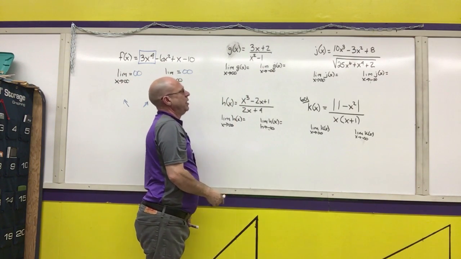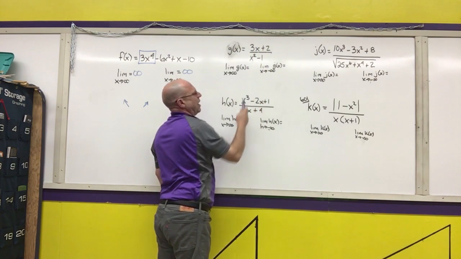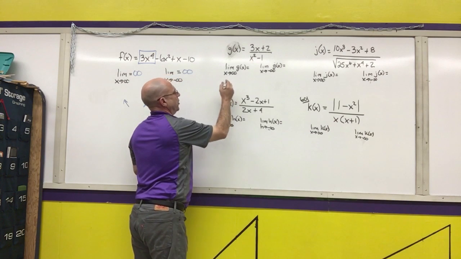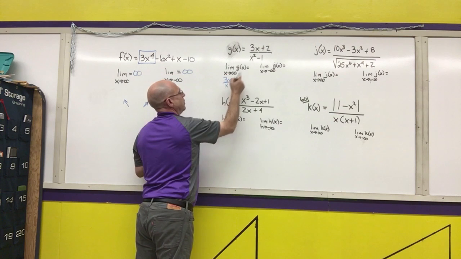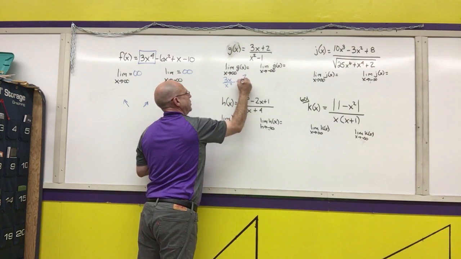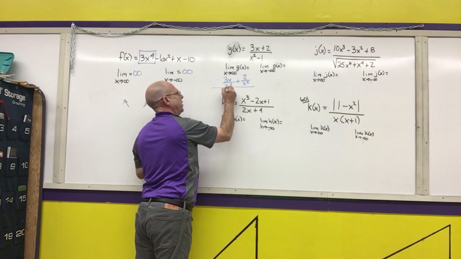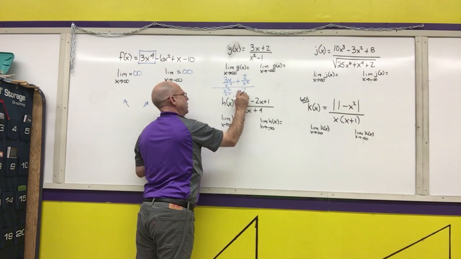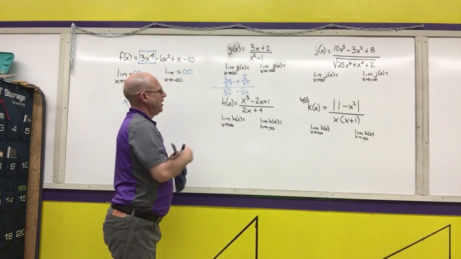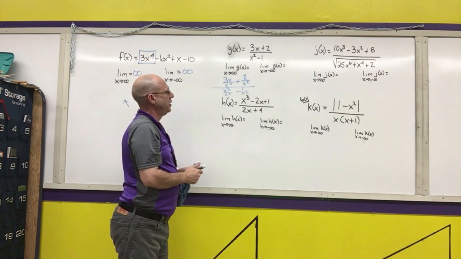For a rational function, the way to find the limit as x approaches infinity or negative infinity is to divide each term in the numerator and the denominator by the highest power of x. So I'm going to rewrite this as 3x over x squared plus 2 over x squared, all over x squared over x squared minus 1 over x squared.